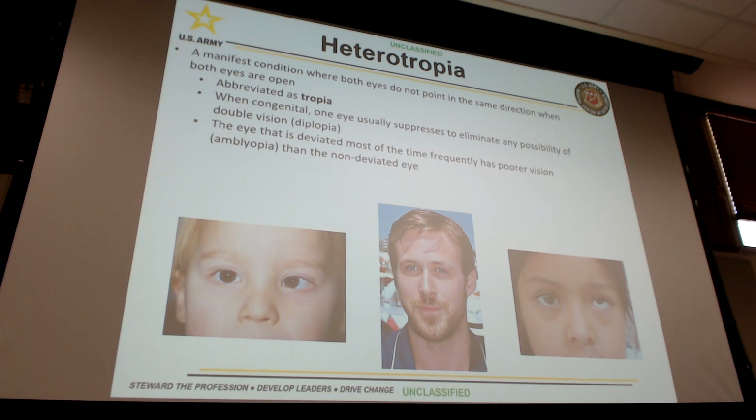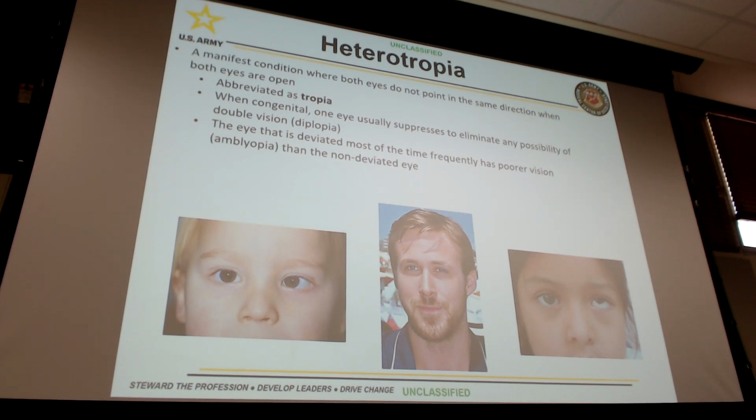Okay, kid on the left, the patient's left eye is turned in. See that? The old Gosling right there. He's got a little bit of an eye turn. Looks like that left eye's turned out a little bit, or that right eye is turned out. One of the eyes is turned out there. And then the girl on the right, her left eye is turned up. Okay. These are all pretty obvious. It doesn't take an eye doc to know that something is not right with these patients.